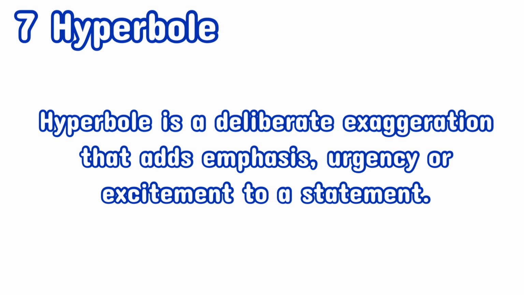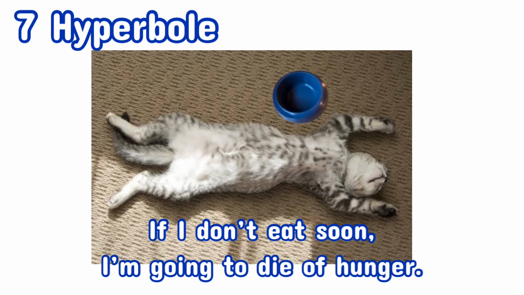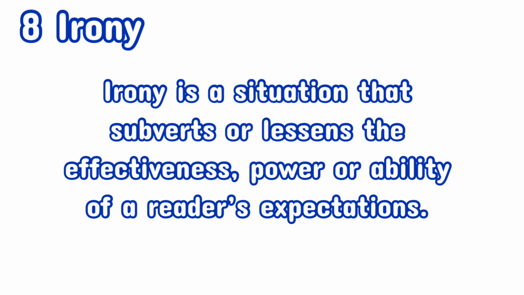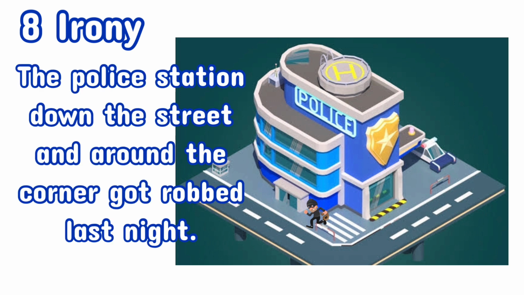Number 7. Hyperbole. Hyperbole is a deliberate exaggeration that adds emphasis, urgency, or excitement to a statement. Example: If I don't eat soon, I'm going to die of hunger. Number 8. Irony. Irony is a situation that subverts or lessens the effectiveness, power, or ability of a reader's expectations. Example: The police station down the street and around the corner got robbed last night.